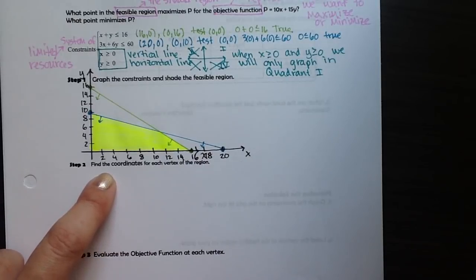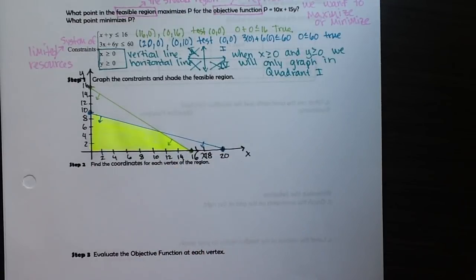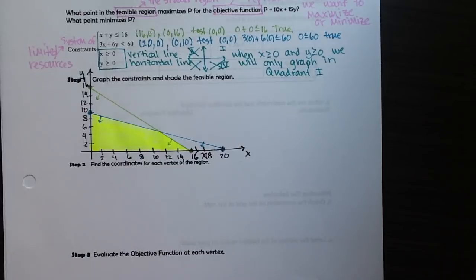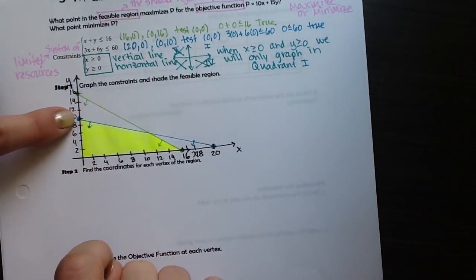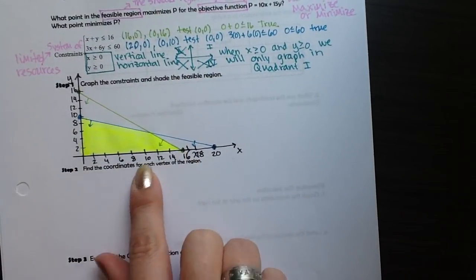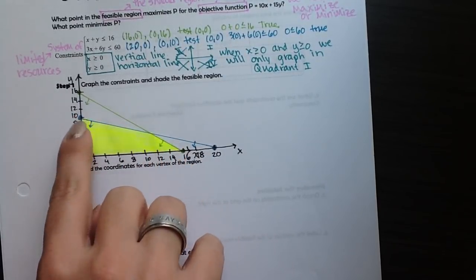Step 2 is find the coordinates for each vertex of the region. Now a vertex is like the vertex of an angle or the vertex of a triangle or a square. It's like a corner, or it's where two lines intersect. So in my picture here, I actually have 4 vertices. I have one here, here's one, and here's one. Because I'm only looking for the coordinates for the vertex of the feasible region. So I have 1, 2, 3, 4.